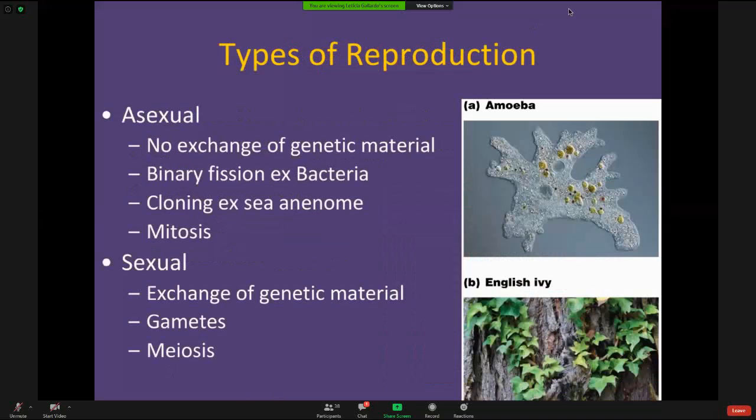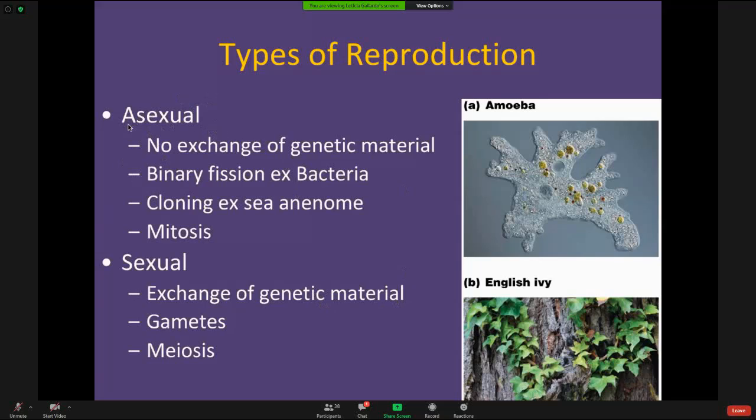So we'll talk a little bit more about that in a bit, but first let me talk about the types of reproduction on Earth, just to give you some context. We're going to talk a little bit about this today, and then I'll talk a lot more about asexual versus sexual reproduction when we get to reproductive systems next unit.